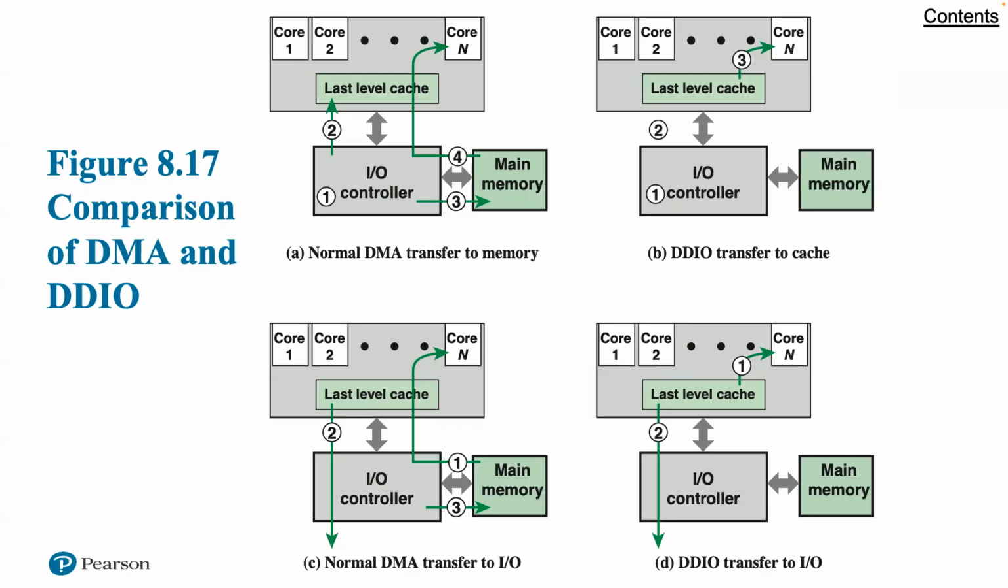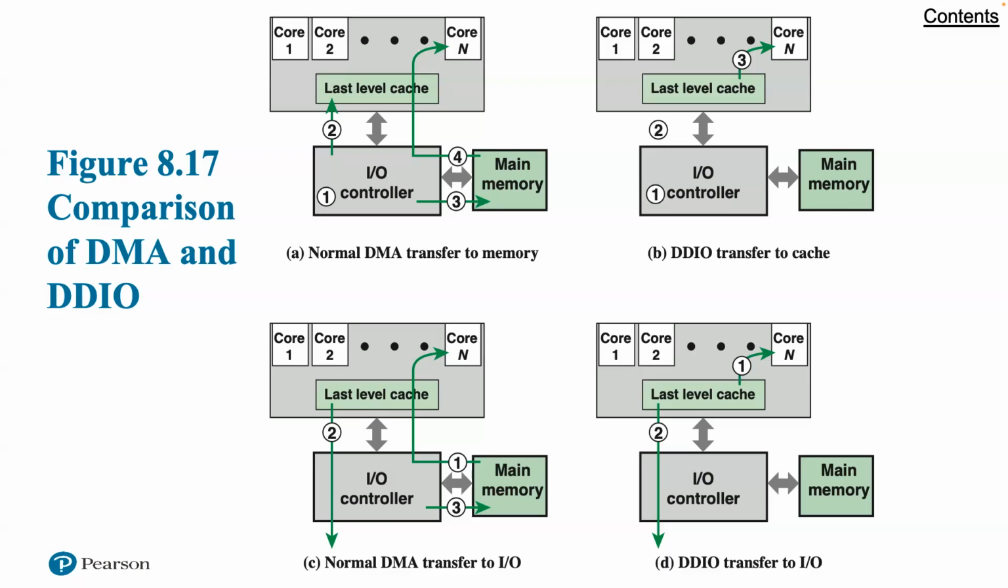Figure 817A shows the steps involved for a DMA operation. The NIC initiates a memory write 1. Then the NIC invalidates the cache lines corresponding to the system buffer 2. Next, the DMA operation is performed, depositing the packet directly into the main memory 3. Finally, after the appropriate core receives a DMA interrupt signal, the core reads the packet data from memory through the cache 4.